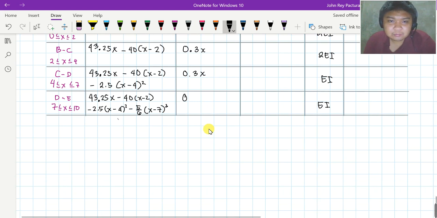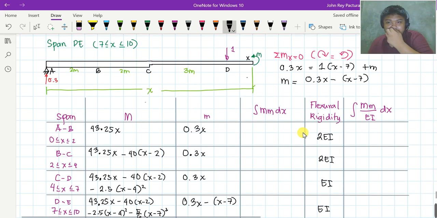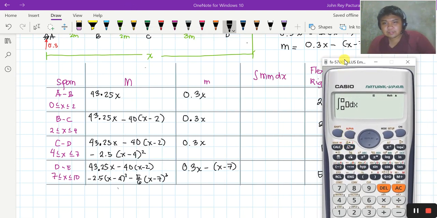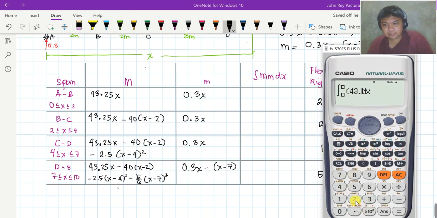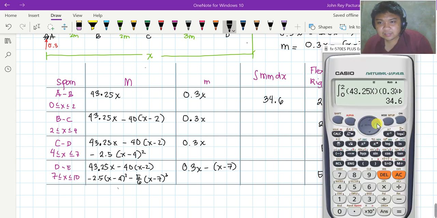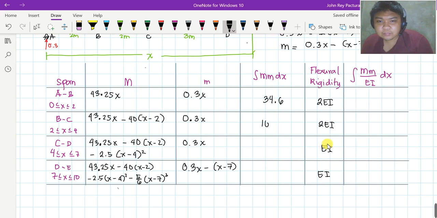So, this will be 0.3x minus x minus 7. Okay? So, ang gagawin mo lang dito is i-integrate mo lang isa-isa. So, unahin ko na ito. The integral of 43.25x tapos 0.3x. So, ang limit is from 0 to 2. Ang sagot ay 34.6. Yung next na gagawin natin is 43.25x minus 40 ng x minus 2. Tapos, ang limit niya is from 2 to 4. Okay? Ang sagot natin doon ay 162.2.